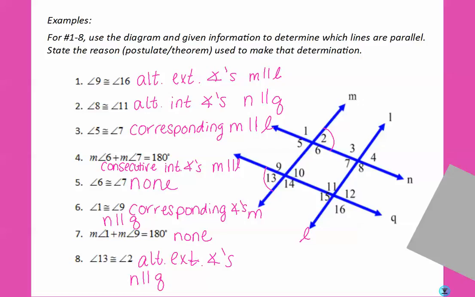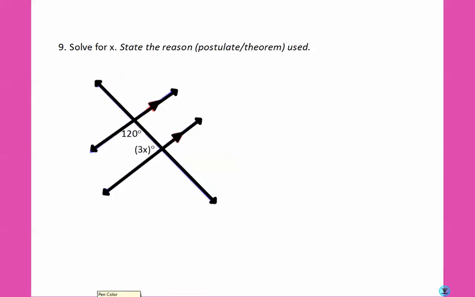Next, we're going to look at some problems that require a little algebra. Solve for x. State the reason, our postulate or theorem, that we used. So we are given that these two lines are parallel, and we know they're parallel because they have the parallel markings. So this angle and this angle, the two that were given, are consecutive interior angles.